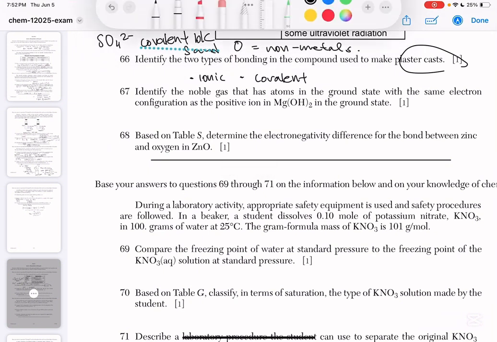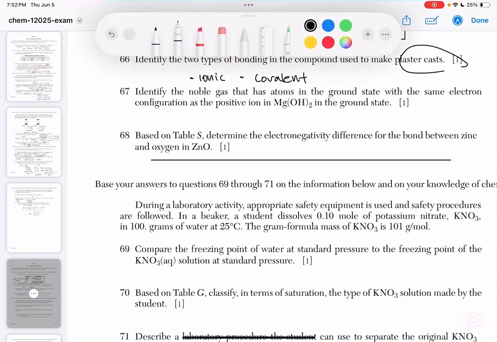Identify the noble gas with the same electron configuration as a positive ion. Okay, so the positive ion is Mg, so that's just magnesium. And if we look on our periodic table, magnesium as a positive ion is Mg2+, which would have the same configuration as neon, Ne.